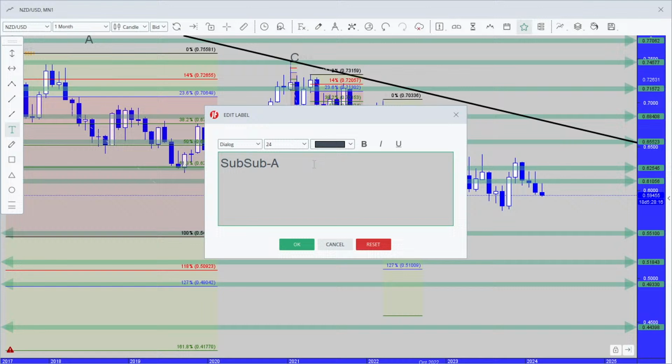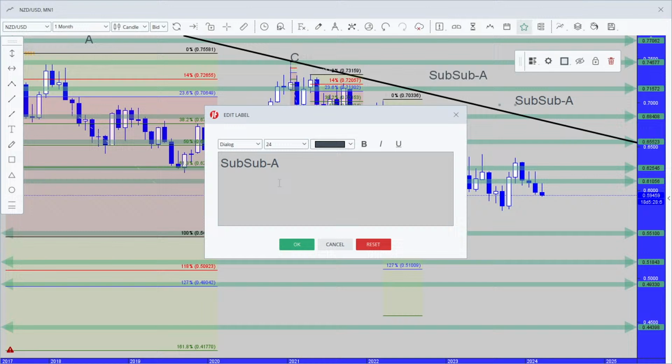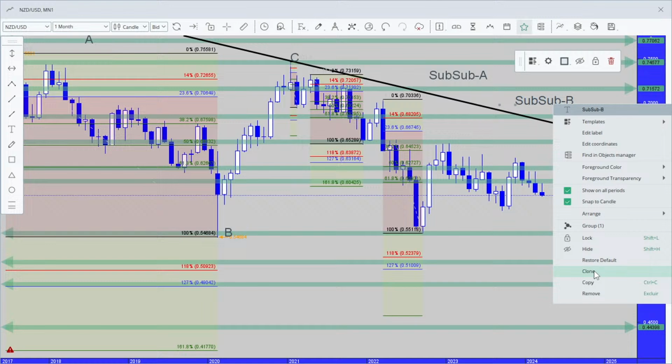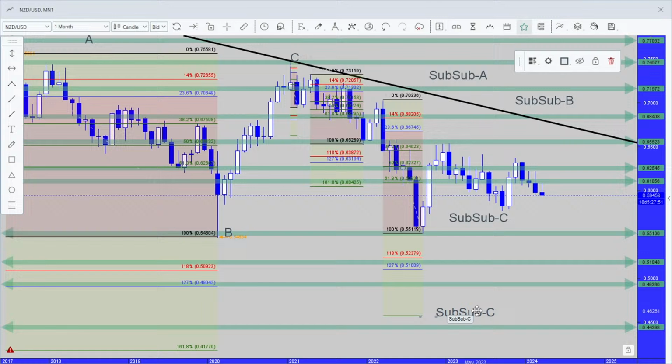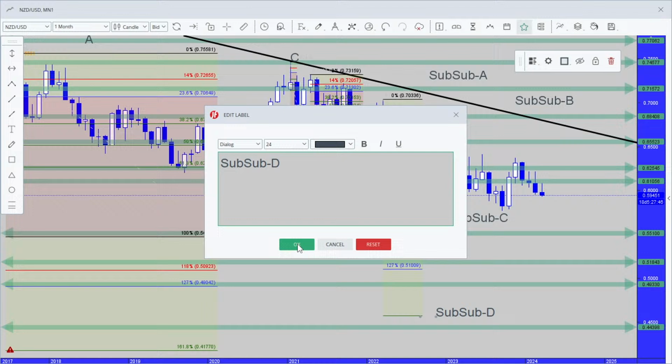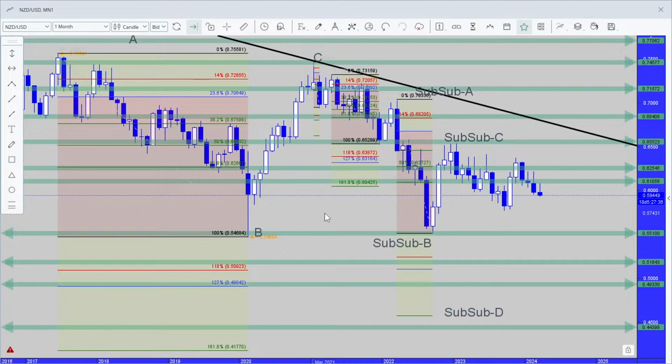Sub sub A. Right click, clone, right click, edit label, sub sub B. Right click, clone, down in here, edit label, sub sub C. And right click, clone, down in here, edit label, sub sub D. Look at NZDUSD. It's going down, right? That's the monthly.